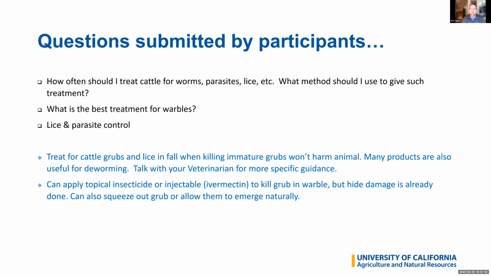Okay, this next group of questions really talks about treatments for parasites generally, and particularly for grubs and warbles. So treatment for cattle grubs and lice is best done in the fall, especially if you're trying to time them together. If you're using some of those materials that will be systemic, you want to apply them in the fall to kill the cattle grubs when they're very, very small, very young. And you're also getting control of lice before the wintertime, when most louse species are actually more numerous on the animals. Many of those products are useful for deworming.